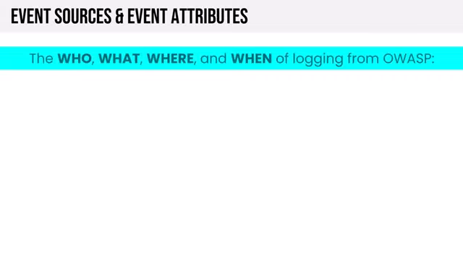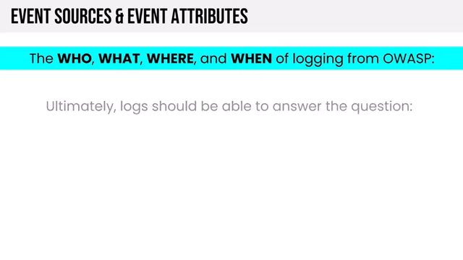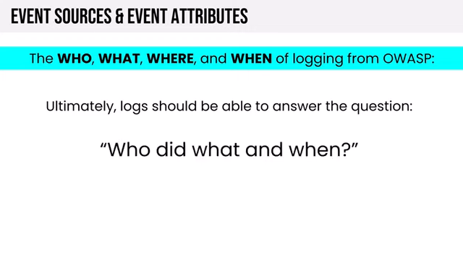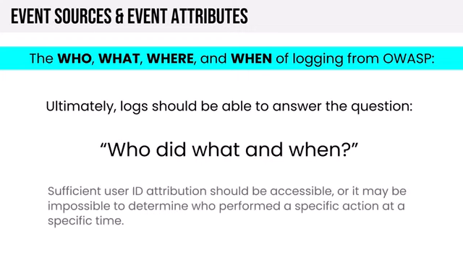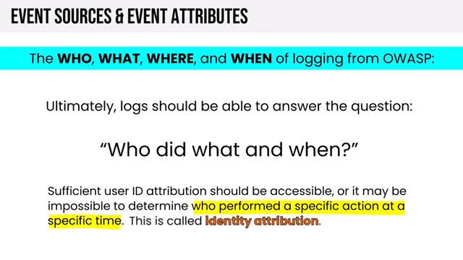So let's take a look at the who, what, where, and when of logging from OWASP, where we find some excellent guidance. Ultimately, logs should be able to answer the question, who did what and when. Sufficient user ID attribution should be accessible, or it may be impossible to determine who performed a specific action at a specific time. This is called identity attribution.